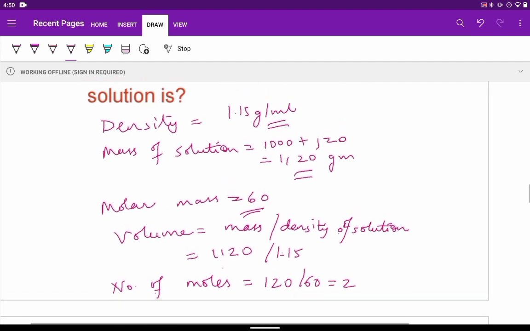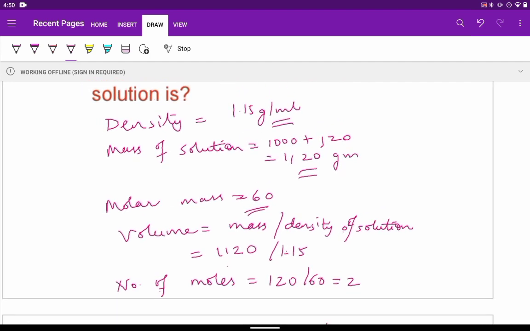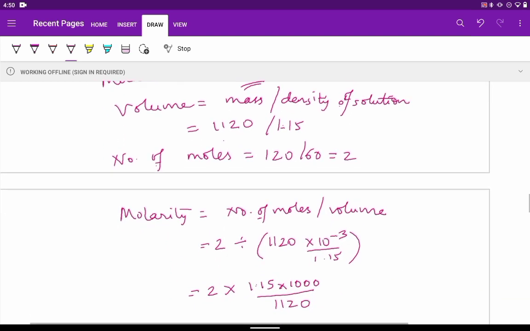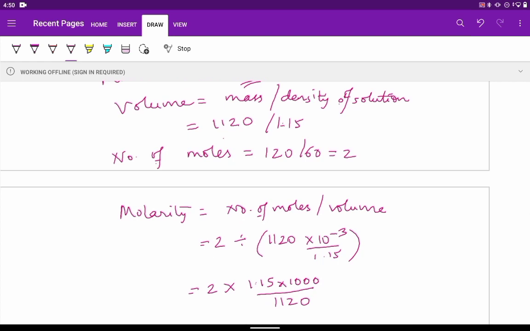Number of moles is, given mass is 120 divided by the molecular mass, 120 by 60, that is 2. Number of moles is 2. Molarity is number of moles by volume. Volume has to be taken in liters. So what we got will be in milliliter, so we have to divide by 1000 or multiply by 10 to the power minus 3. Both are same. So it is 1120 into 10 to the power minus 3.